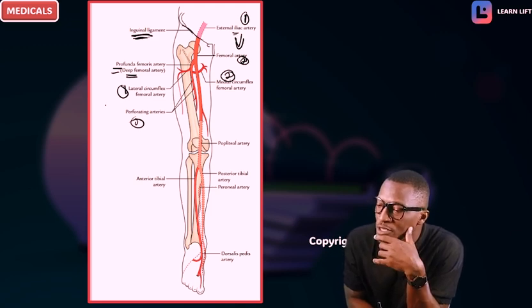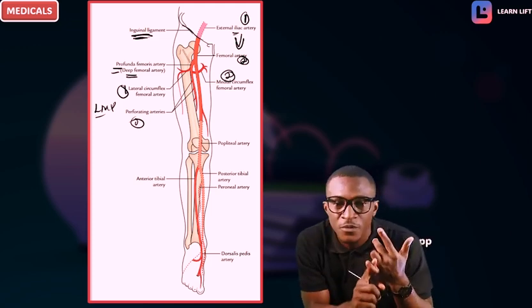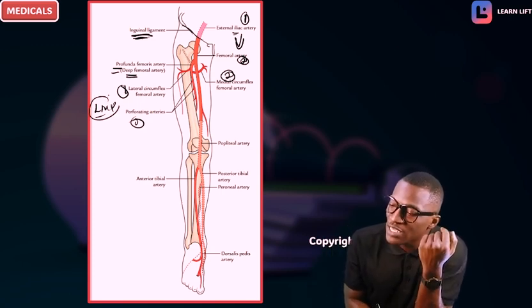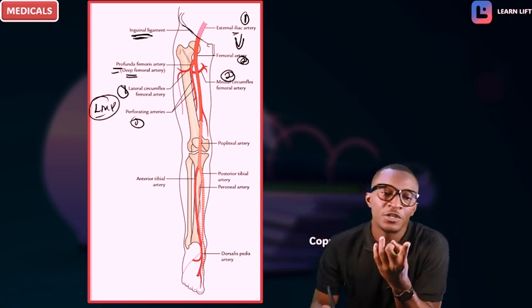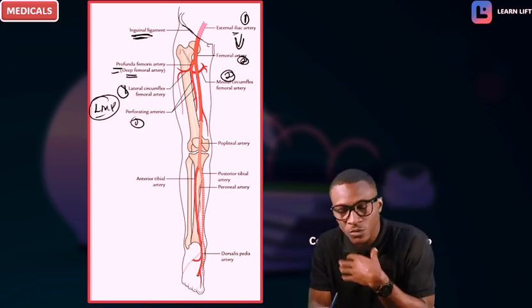I call them the LMP. Look at it, LMP: the lateral circumflex femoral artery, the medial circumflex femoral artery, and the perforating artery.